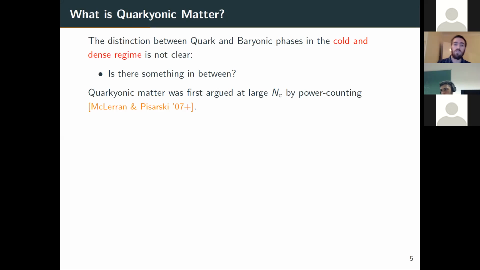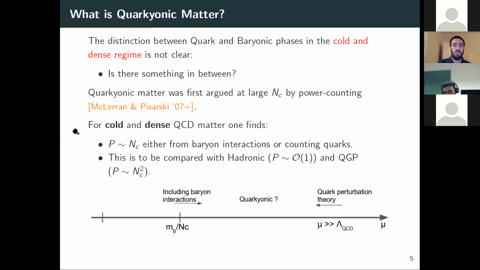And the first proposal, or one nice proposal, was argued by McLerran and Pisarski in 2007 and subsequent papers. They called it quarkyonic matter because, as I said, it combines baryonic and quark properties. It was first argued to exist at large N_c based on power counting in powers of N_c. So the idea is that for cold and dense matter, you can show, either by counting quark degrees of freedom or by just looking at baryon interactions, that you will always have a pressure that scales like N_c.